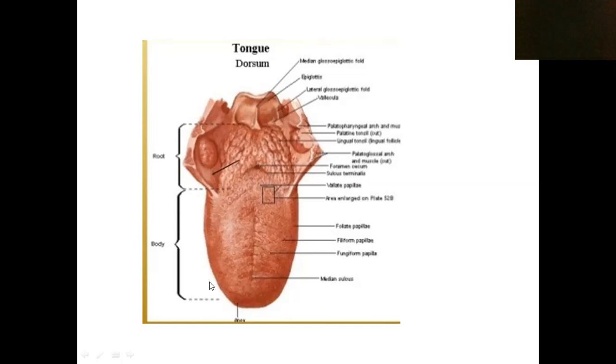Anterior to that, this area is the oral part. Posterior to this V-shaped sulcus is the pharyngeal part. So: oral part or anterior 2/3, and posterior 1/3 or pharyngeal part. So the dorsal surface is divided into two parts by the V-shaped sulcus known as the sulcus terminalis. What are the two parts? Oral part or anterior 2/3, pharyngeal part or posterior 1/3.